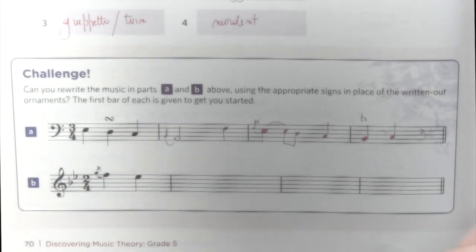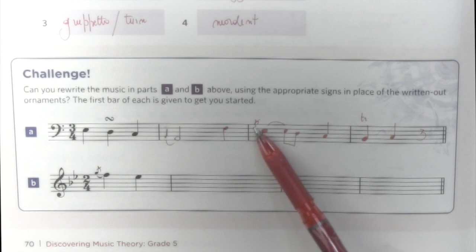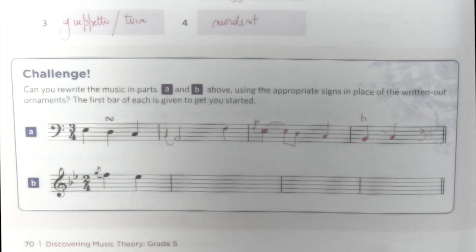This is it. If you compare the two scores, you can see that this looks much tidier. This is why there are symbols, to make the music more direct and easy to read. On the contrary, a score with the written out ornaments looks very, very difficult, and it puts us off if we want to sight read or if we have to sight read. So it is important. This is why the ornaments exist.